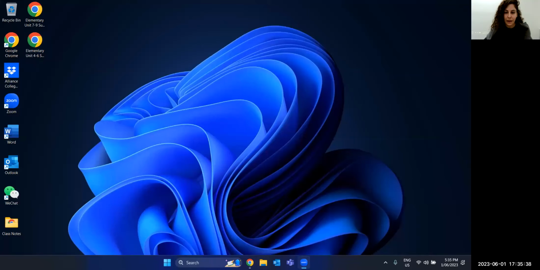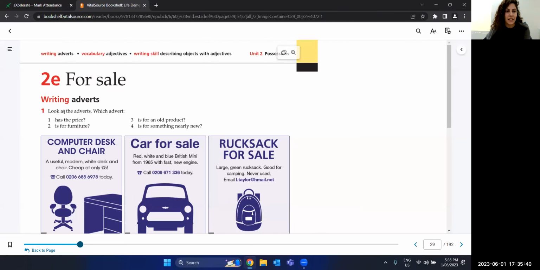So 2E, we've got for sale. And we're writing ads. So we're talking about writing advertisements. When we write an ad, we want to sell the possession. So if, for example, the book, we want to sell the book. So let's have a look at our unit, our grammar book. So for sale, adverts or advertisements or ads, they're all the same words. So you know, in Australia, you will probably see a lot of these on Gumtree, because you want to buy something. So let's have a look at these different ads.